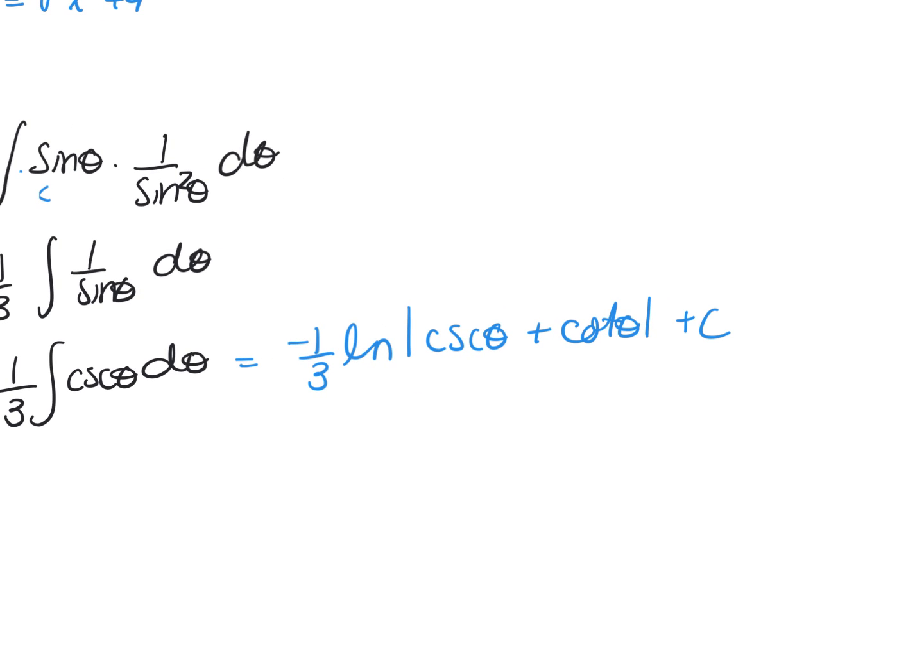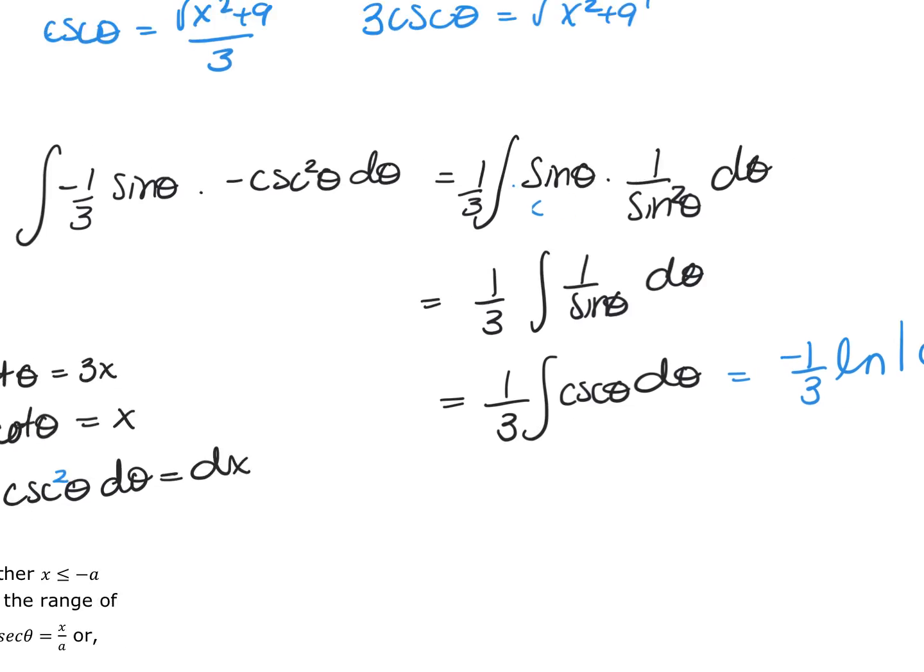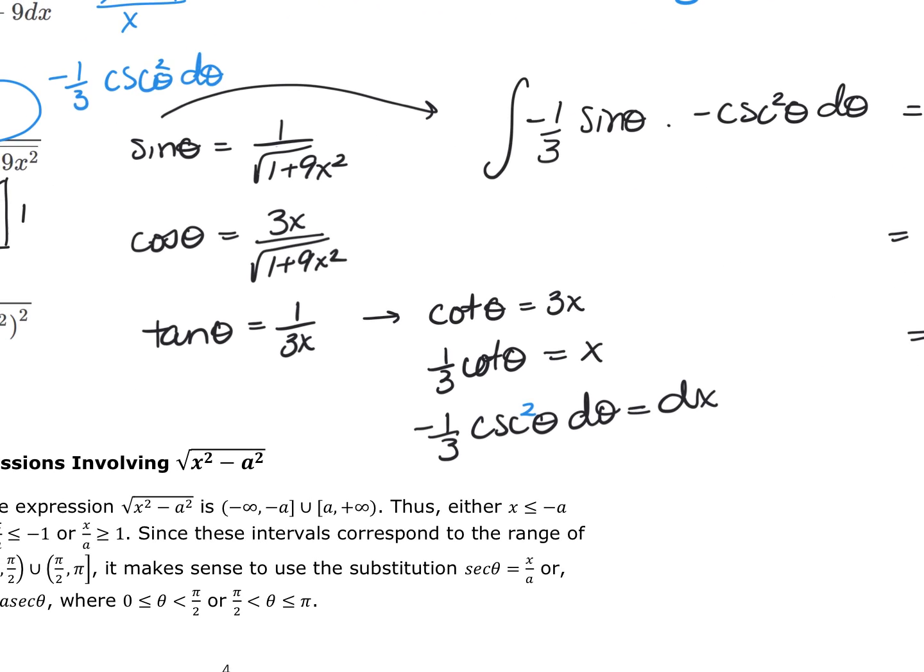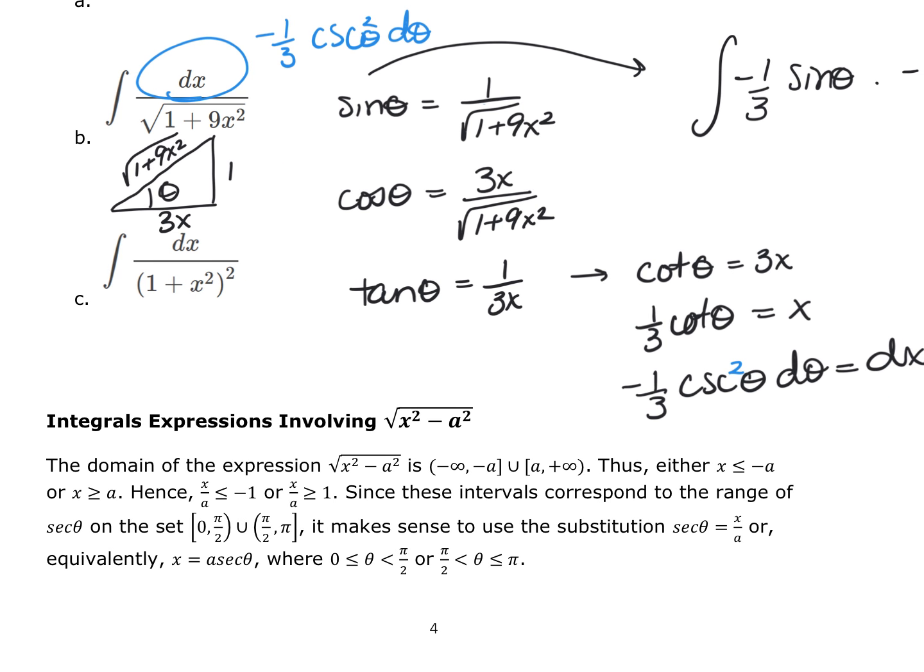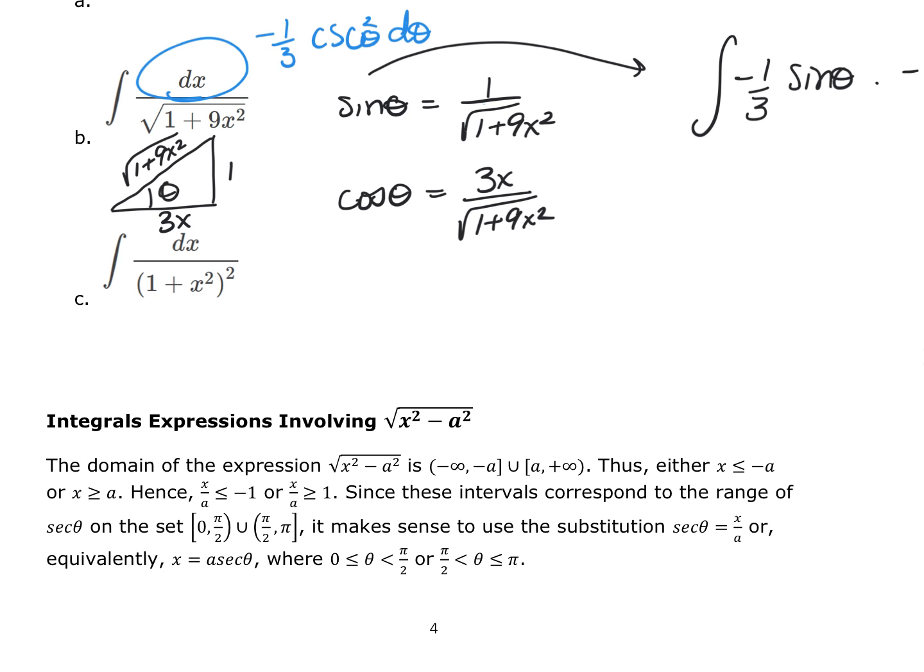And then don't forget to go back and substitute in the appropriate cosecant and cotangent in terms of x, and then we're done. We have one more of these, and then we'll look at when we have to complete the square and the joy and fun of that one.